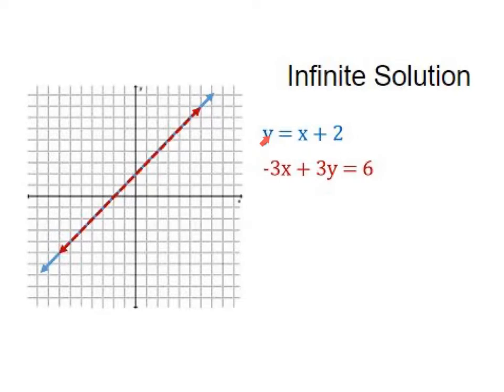One is in slope-intercept form, y equals x plus 2. This one is in standard form, but if you were to convert this standard form to slope-intercept form, it would also say y equals x plus 2. So obviously the same graph, all of these points are solutions. So you could plug in any x and y ordered pair into these two equations and they would both be true equations.